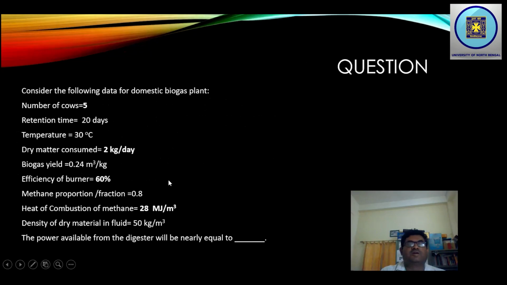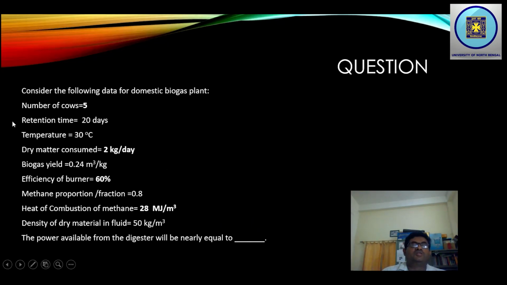Let us take a simple example. Consider the following data for a domestic biogas plant. Number of cows is 5, retention time 20 days, temperature 30 degrees, dry matter consumed 2 kg per day, biogas yield 0.24 meter cube per kg, efficiency of the burner 60%, methane gas fraction 0.8, heat of combustion of methane is 28 MJ per meter cube, density of dry material in fluid equal to 50 kg per meter cube. The power available from the digester will be nearly equal to, we have to calculate this.